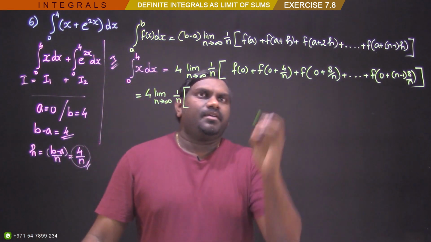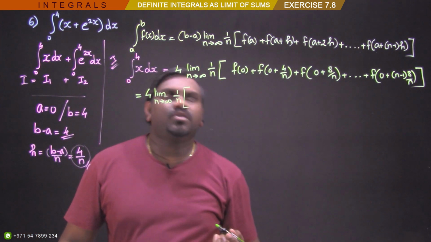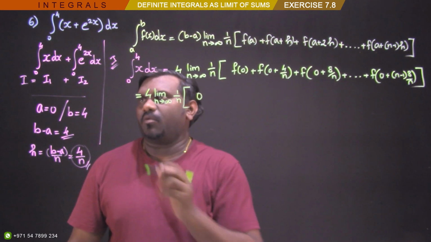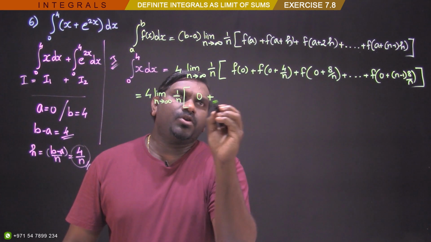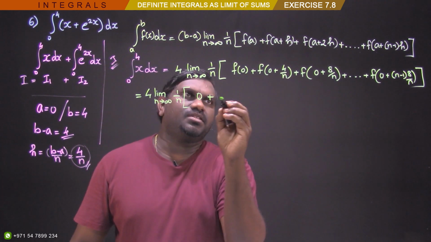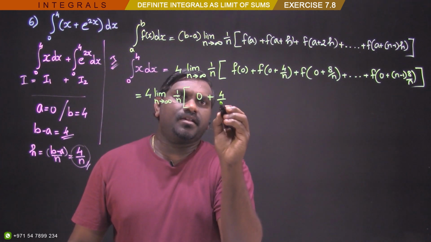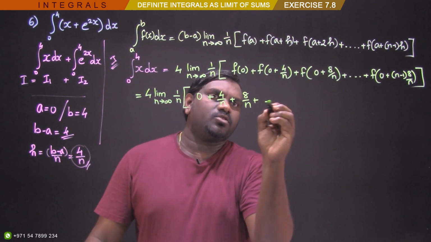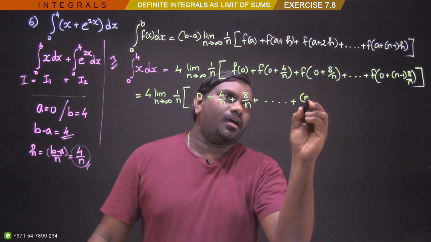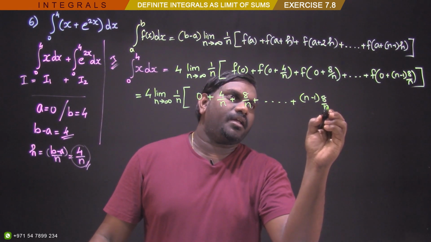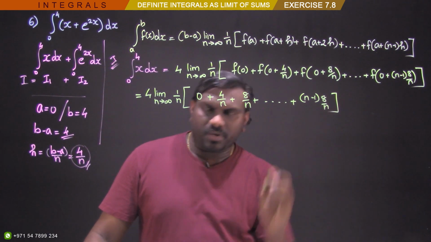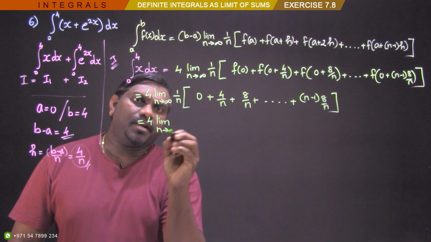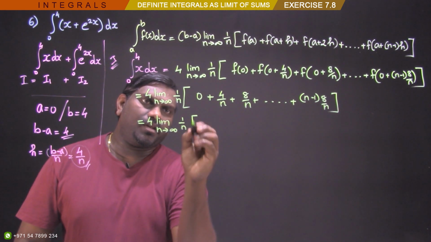So this is equal to 4 times the limit as n tends to infinity of 1 by n into... if we substitute in place of x, that is 0 itself, dear, right? Yes, because the lower limit is 0, plus what you have here, applying this, it will be 4 by n itself. Then it will be 8 by n and so on. It will be (n minus 1) times 8 by n, dear. That's it.